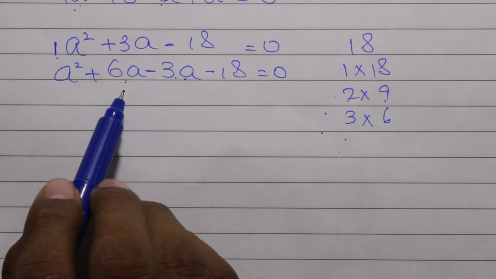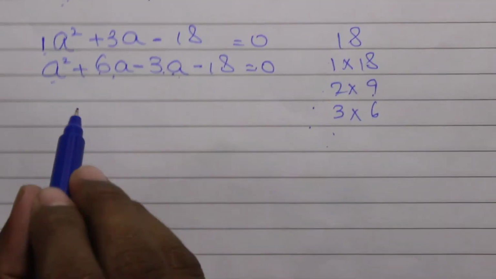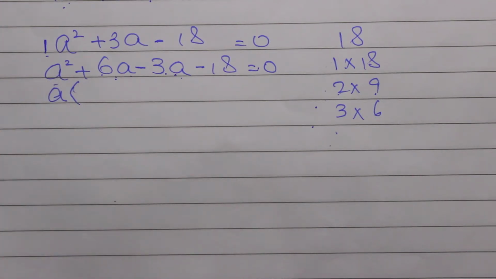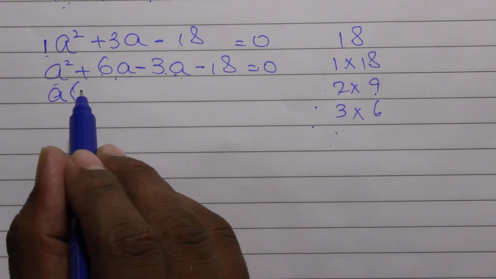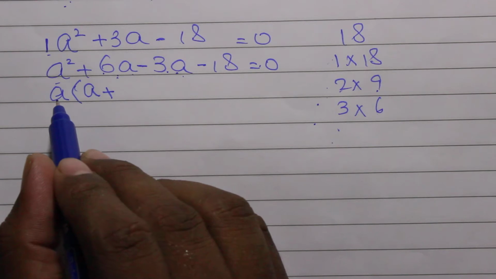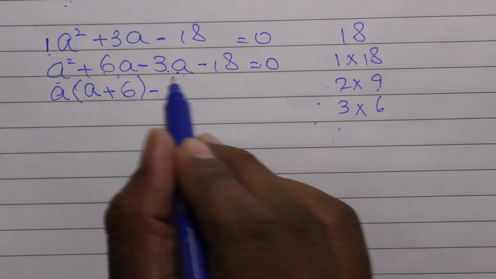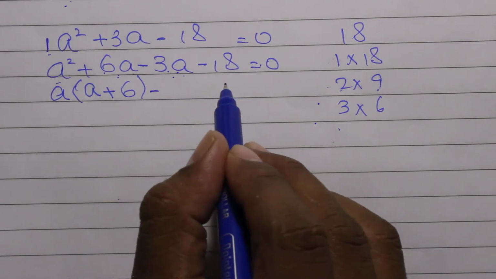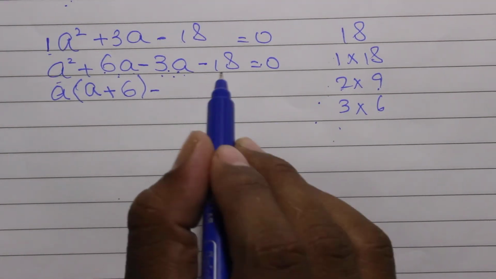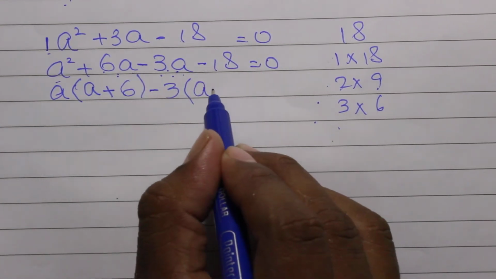Why have I broken the middle term? To make a common between these four terms. Now I want to take a common from this a square and this 6a. We have a here because in a square we have two a's. So out of two a's I have taken one a as common, and only one a is left. Out of 6a I have taken a common, and only 6 is left. Now this is minus 3a minus 18. Out of 3a and 18 we do not have any variable common here, so we have to take a number, which is 3. Out of 3 and 18, I am allowed to take only 3 as common. So I have taken 3 from here. Now a is left. Now minus times minus gives you a plus sign.